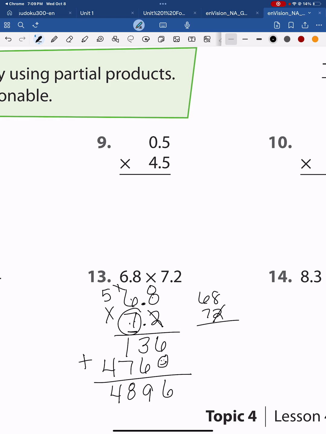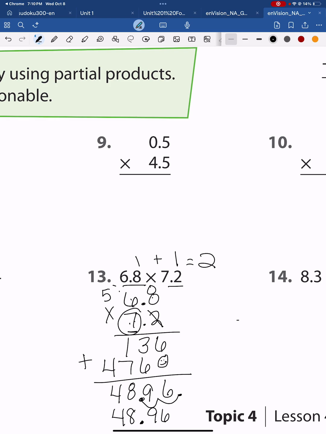Now we concern ourselves with a decimal. How many decimal places does this number have in both factors? This one has 1, and this one has 1, with a total of 2. So we're going to start at the back end of the number and jump it 2 places forward. And that gives you a final answer of 48 and 96/100ths.